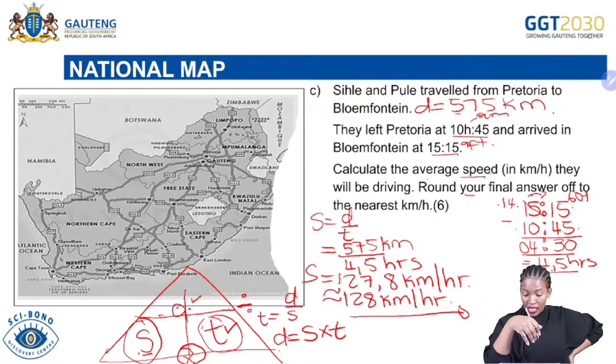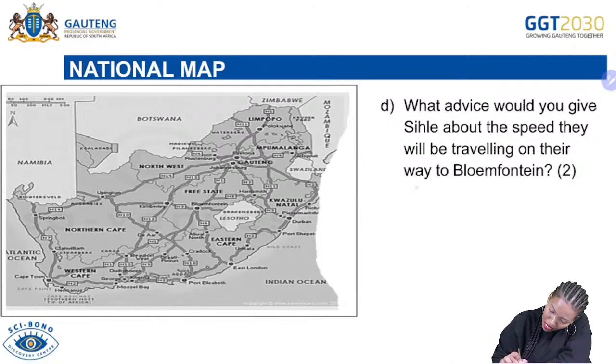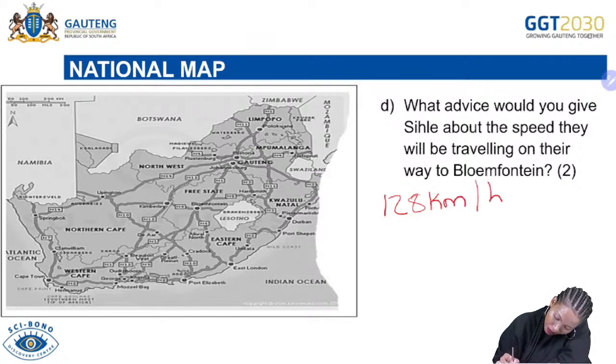Normally the speed limit in our national roads is 120 kilometers per hour. So you can already see that this person has actually exceeded the speed limit. But this is not what this is all about. Here we just had to calculate the speed that this particular person was traveling at.